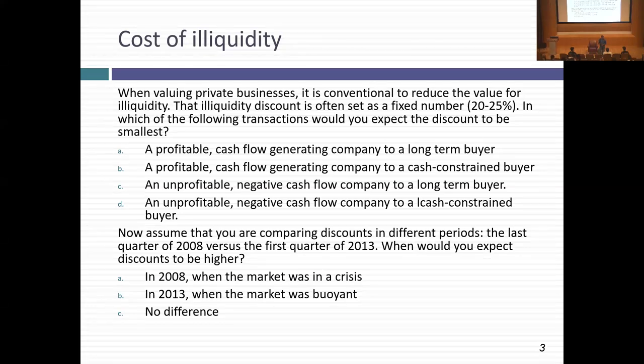And to see why, I'm going to give you four companies or four transactions. I want you to rank these in terms of transactions where you'd attach the biggest illiquidity discount and transactions where you'd attach the smallest discount. Here's the first one. It's a profitable cash flow generating company to a long-term buyer. A profitable cash flow generating company to a cash constrained buyer. So two different buyers. Or you can have an unprofitable negative cash flow company to a long-term buyer or cash constrained buyer. So let's focus first on the money making versus the money losing. Which should have the larger illiquidity discount, the cash flow generating company or the negative cash flow company?